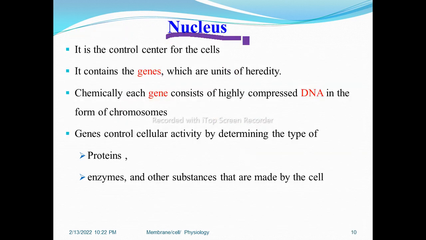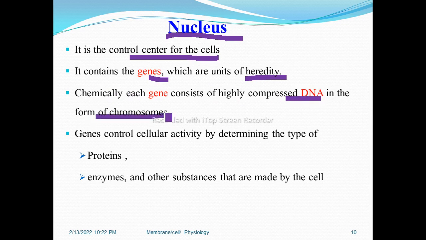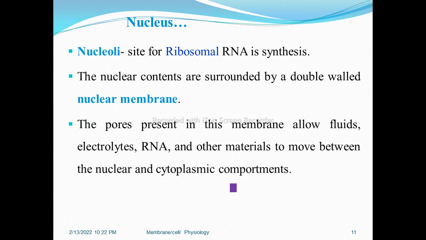So here is the nucleus. The nucleus is the central part that we have seen. It's the control center for cells, and it contains genes, which are units of heredity. That means genes are important to transmit heredity from one generation to the next. Chemically, each gene is composed of DNA in the form of chromosomes. Genes control cellular activity by determining the type of protein, enzyme, and other substances that are made by the cell. The nucleolus is the site for ribosomal RNA synthesis.